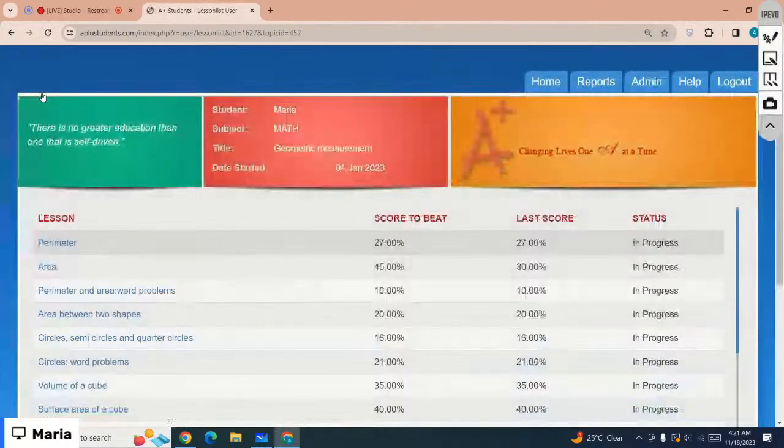Okay, the next one is perimeter and area word problems. You can do word problems on your own. You have to use exactly the same formulas for the shapes we just used, and you need to calculate the perimeters. So do word problems on your own, right? The next one is area between two shapes. That would be the one with a shape inside another one, I think.